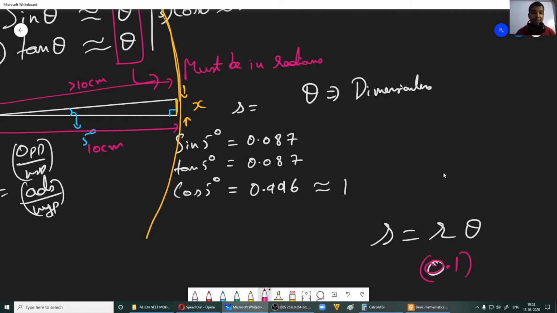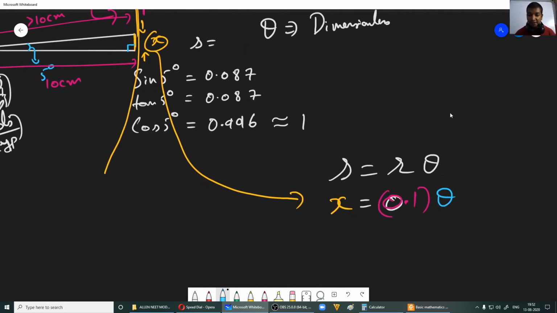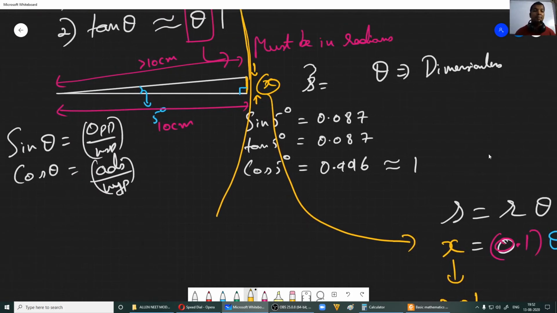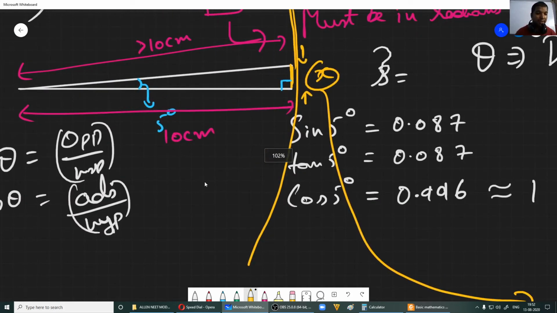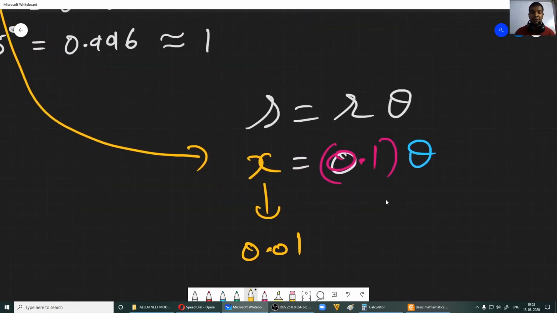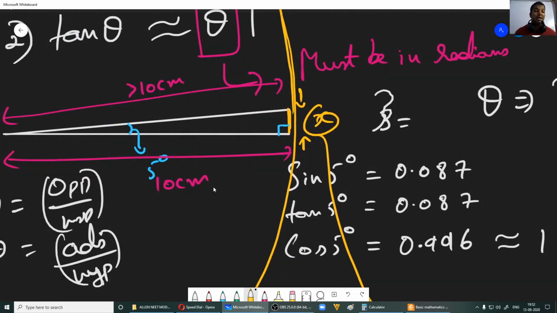Now S, whatever you measure from your scale, put it here, that is x. Then find out theta. For example, say you get 1 centimeter, then you have to put 0.01, that will be the value of x. I'm just saying. Now while drawing the lines, you must make sure that the angle is 5 degrees.